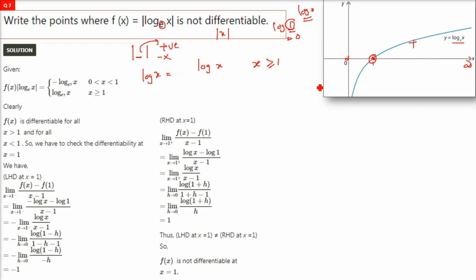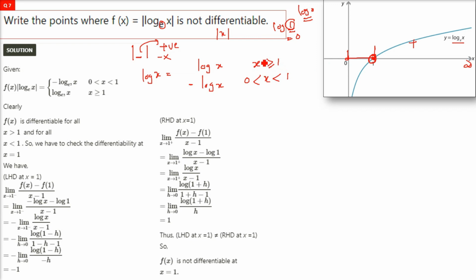But between 0 and 1, if you see here, it's going negative. So you have to introduce a negative in front of log x in order to make it positive. So between 0 and 1, please remember 0 is not inclusive. 1 we have already included in the above 1. So it will be between 0 and 1, non-inclusive.